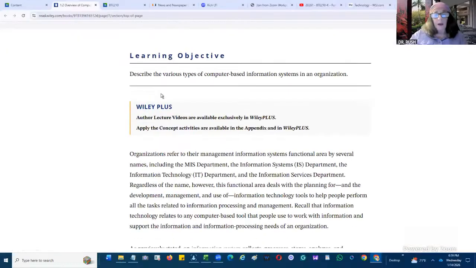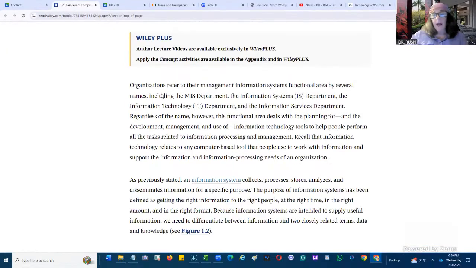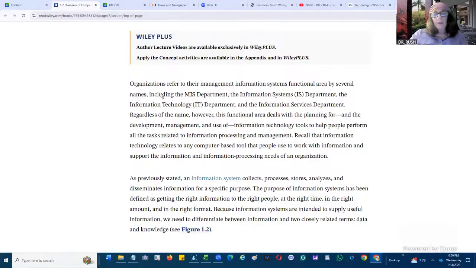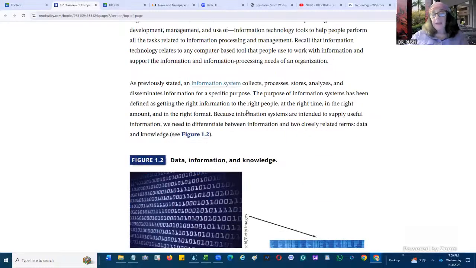And in this case, they talk about the IT department called information technology. They also use the term information systems. What are the differences? Who cares? We'll be talking about that. And in an information system, they talk about what? They really talk about data.